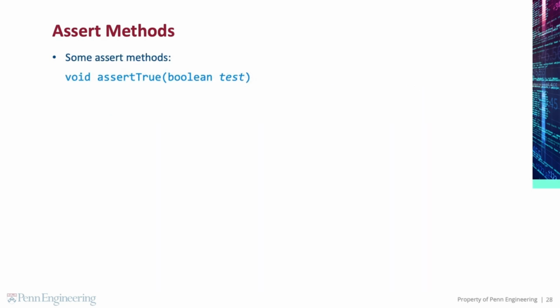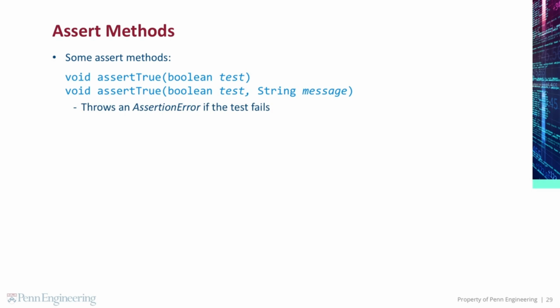Assert true asserts that a given Boolean value or condition is true. This version of assert true asserts that a given Boolean value or condition is true, and if it's not, it prints the given custom error message. Assert methods throw an assertion error if a particular test fails. If provided, the optional message is included in the error.